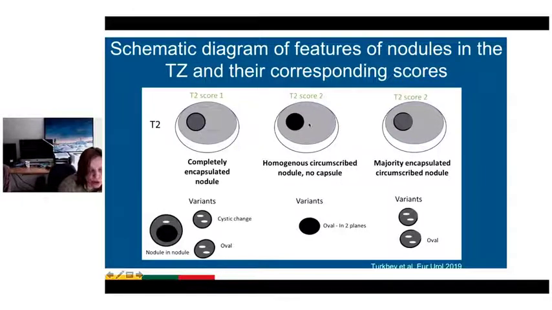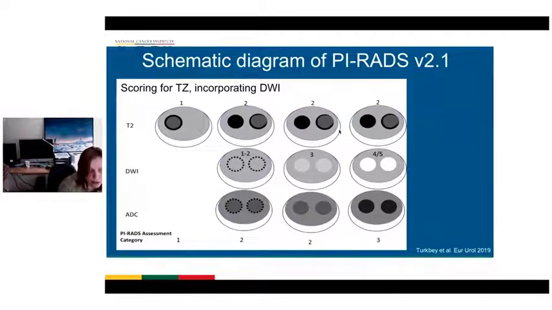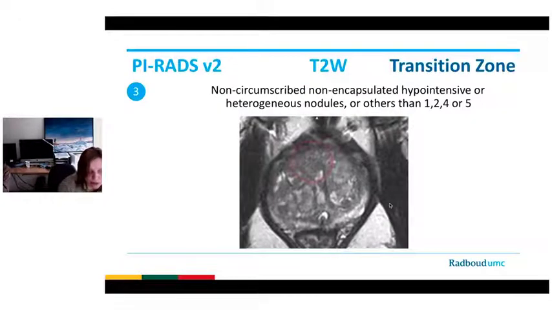We score it 2 if we have a very dark homogeneous node with no capsule, or if we have a node with an incomplete capsule. Then we use the diffusion sequence in order to say if it's suspicious or not. If we have no change in diffusion, we say that it's 2. And if we see changes in diffusion and the corresponding ADC map, then it's 3. So this is the difference from previous versions: we are paying attention to the transition zone.